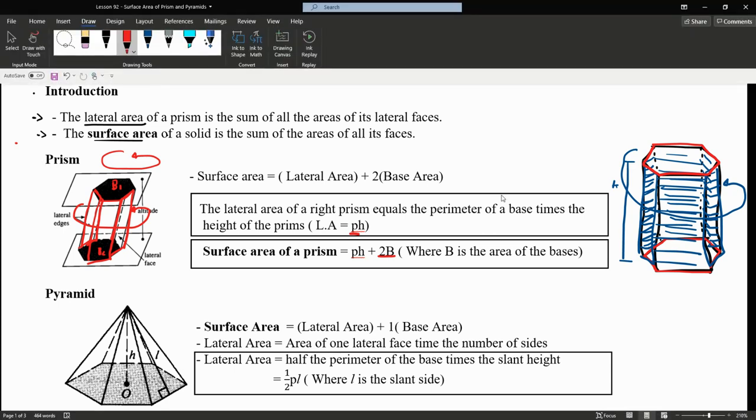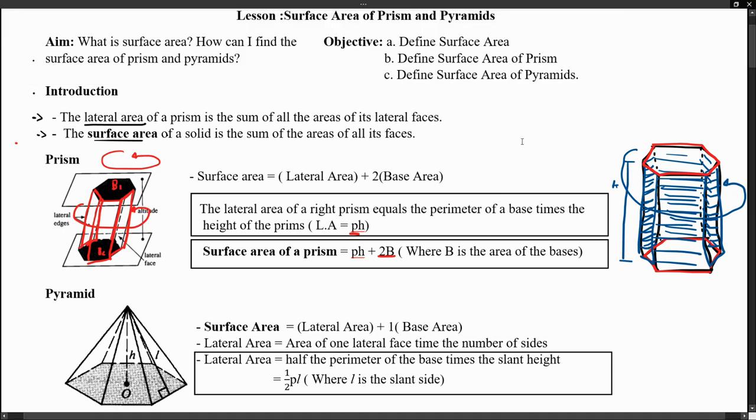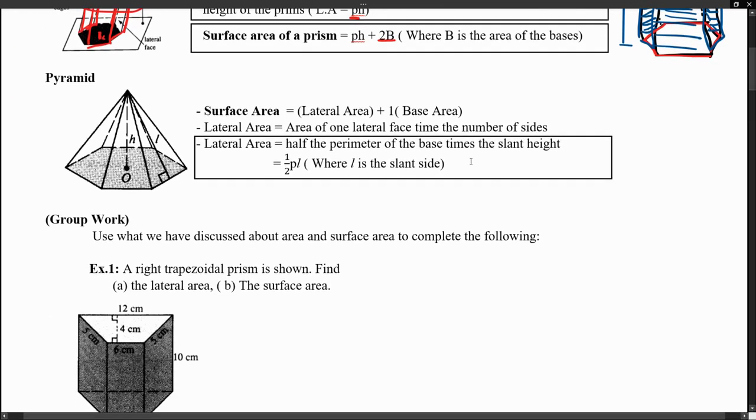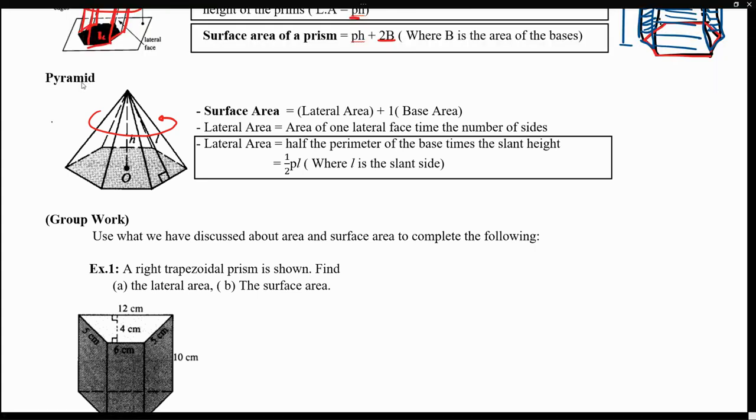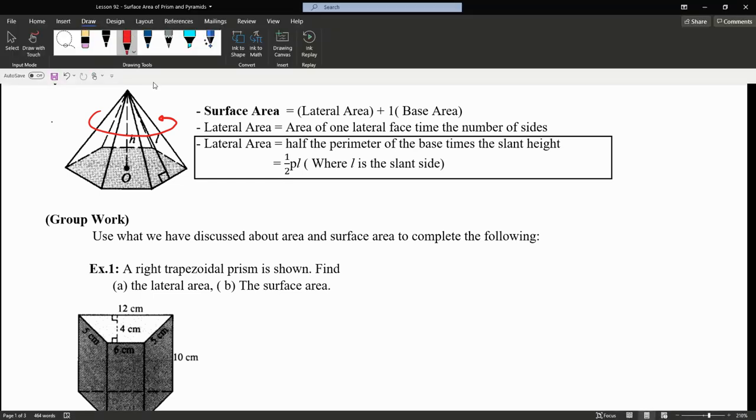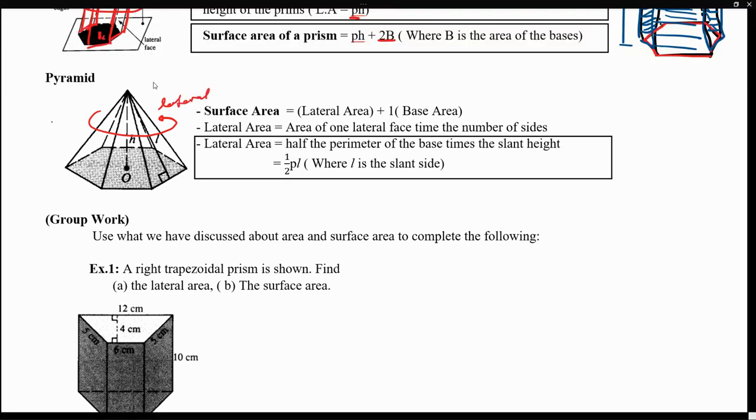So that's the prism. Now for a pyramid, the same idea applies when it comes to the lateral area: it's just the area that surrounds this figure, which is whatever we exclude on the base. But for the surface area, notice that we only have one possible base. Therefore, the surface area is the lateral area plus just one base. And that's how we're going to be defining our surface area.